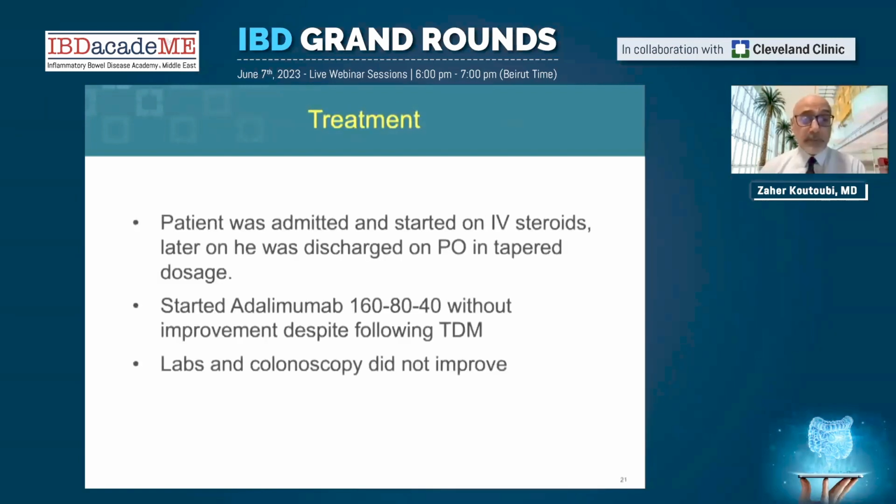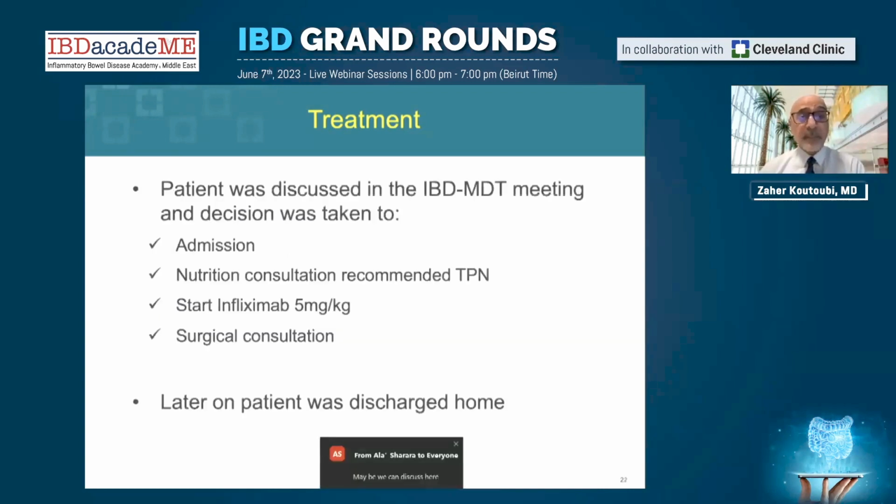So what we did actually, the patient was admitted and started on IV steroids. Later on, he was discharged. Now, because of insurance issues, we would love to have put him on infliximab, but we had to put him on adalimumab initially. We followed him, and he did not do very well despite following the TDM. His levels did not reach above 5, and clinically he was not doing well. We repeated laboratory tests and colonoscopy, again with no improvement.